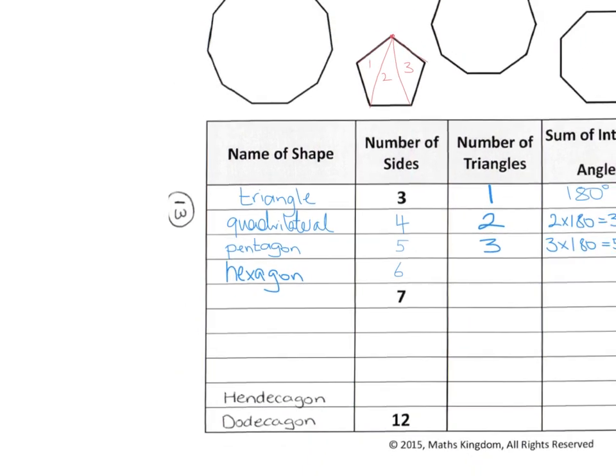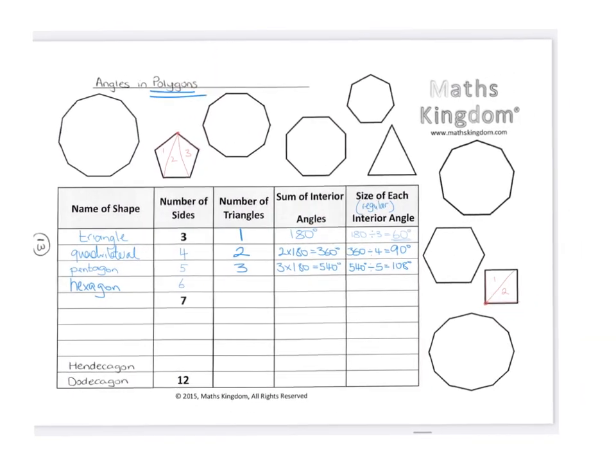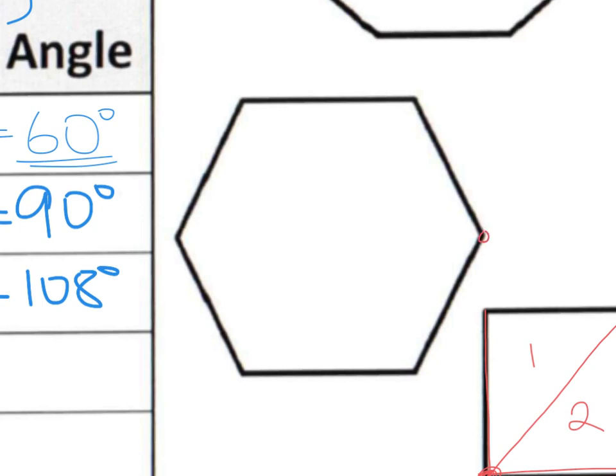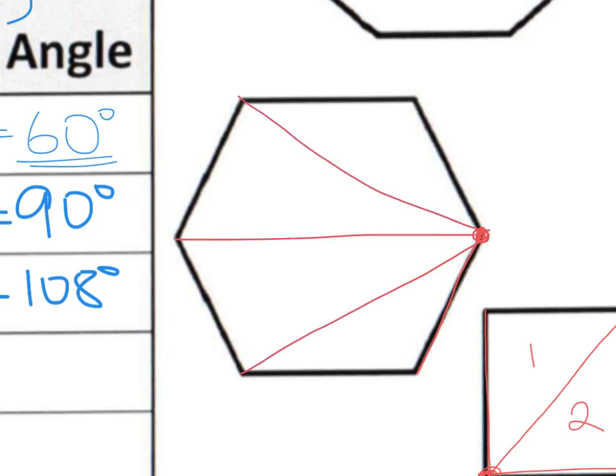Next question is number of triangles in a hexagon. Well, let's find our hexagon. Where is it? Here it is here. So let's pick this corner and we'll draw a line to every other corner. We've got 1, 2, 3, 4 triangles drawn, okay? Only draw from the corner.